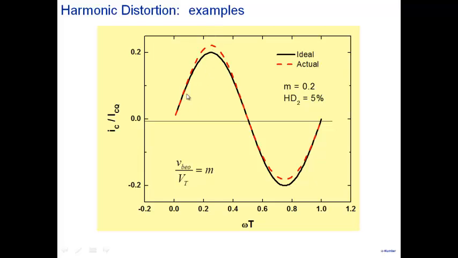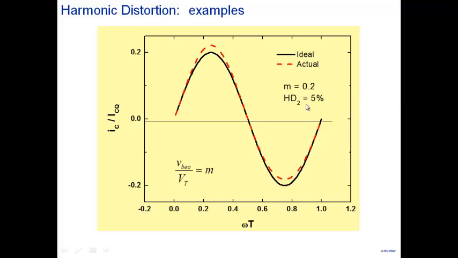So the effect is, you note that on the positive side you get more current, and on the negative side you get slightly less current here. And this is for a case where M is equal to 0.2, which means what? The sinusoidal amplitude divided by Vt is 0.2 here. Now this red one shows me a distorted sinusoid, and I can calculate the distortion. I'm telling you the distortion is 5%. We'll just see in a minute how to calculate distortion. Distortion is 5%.